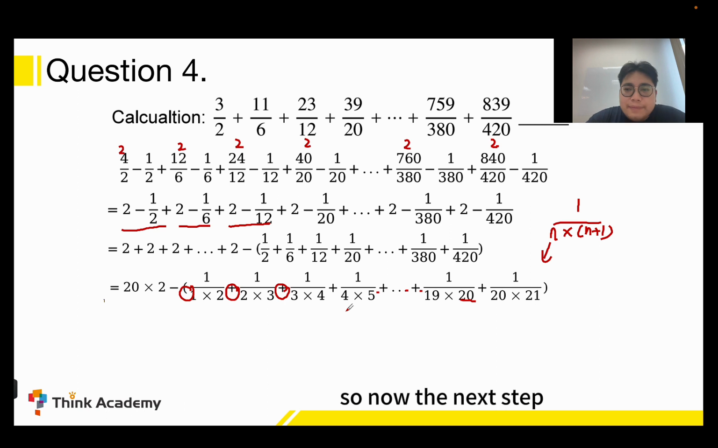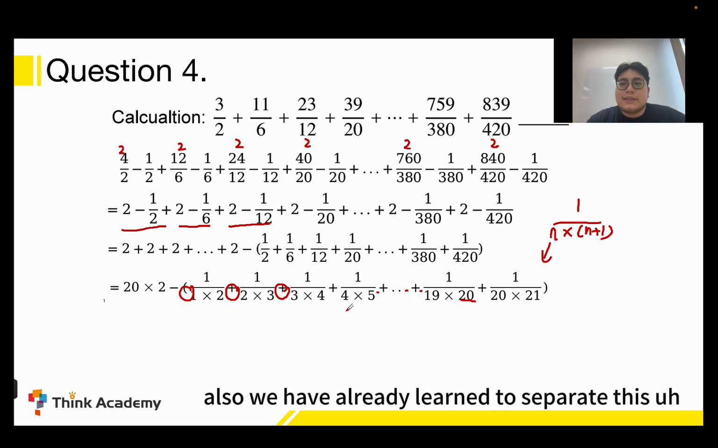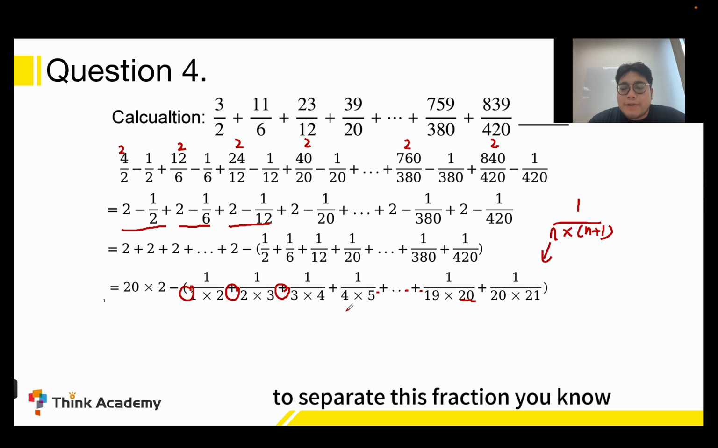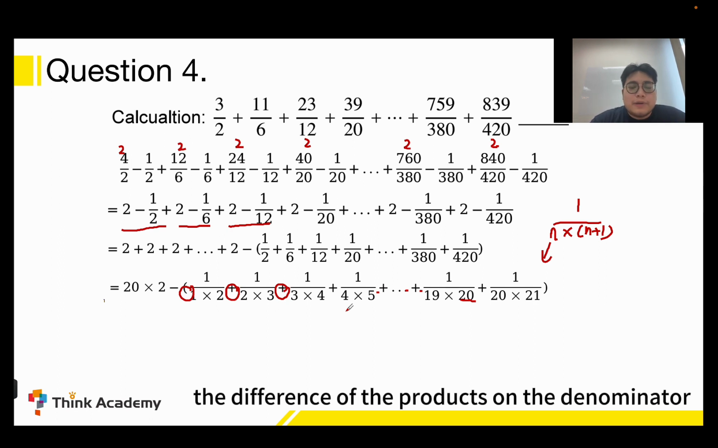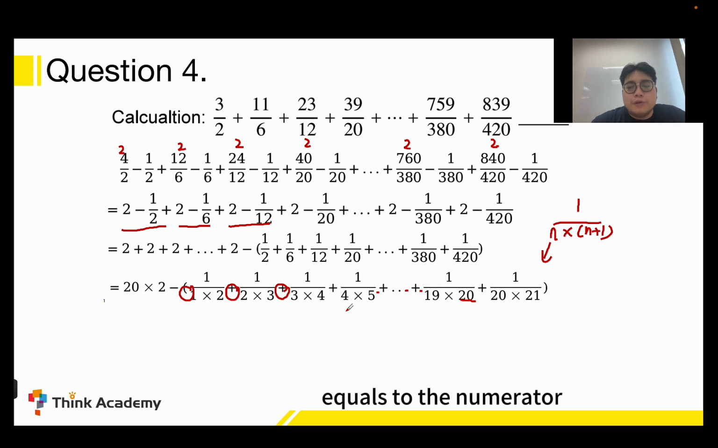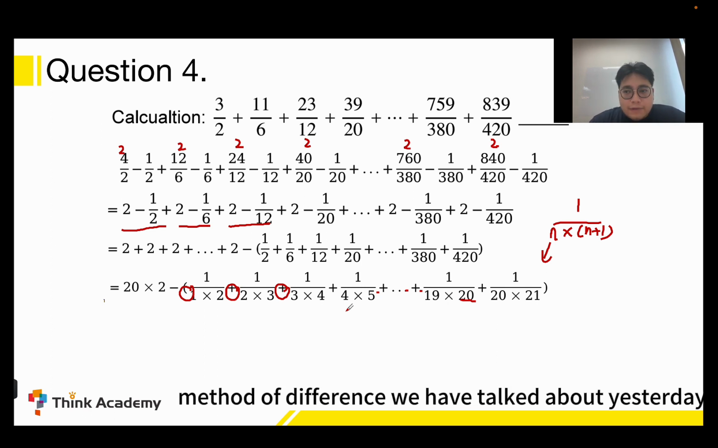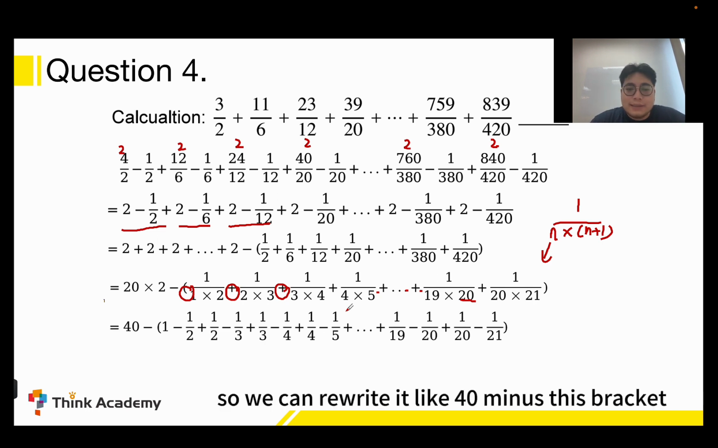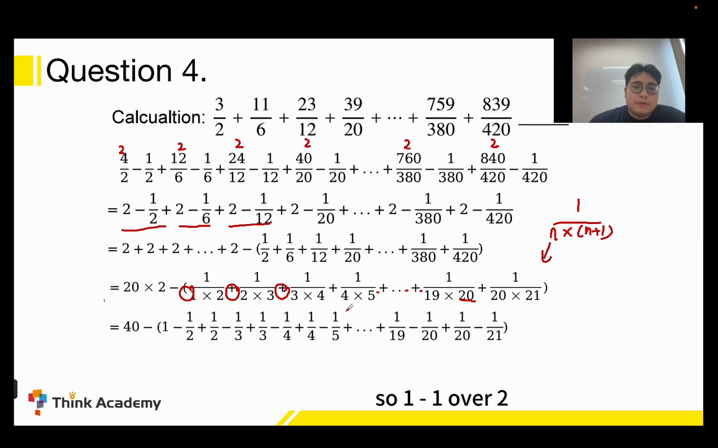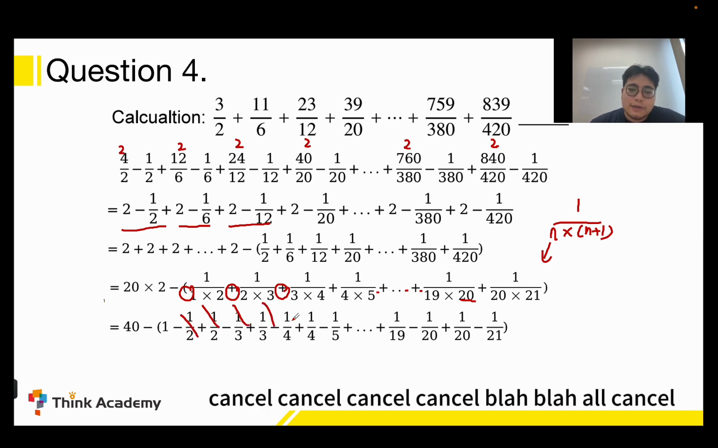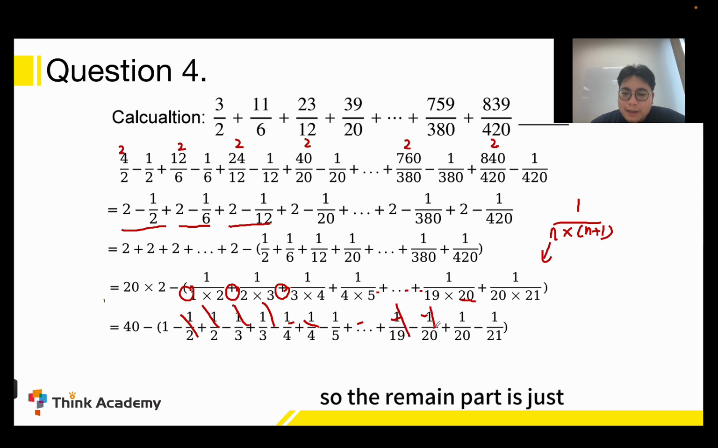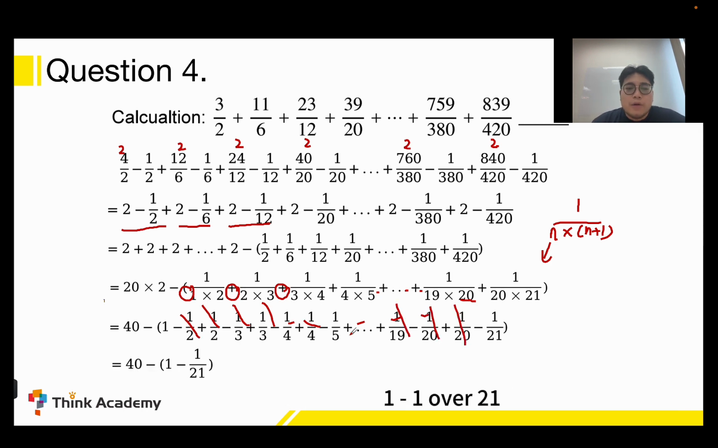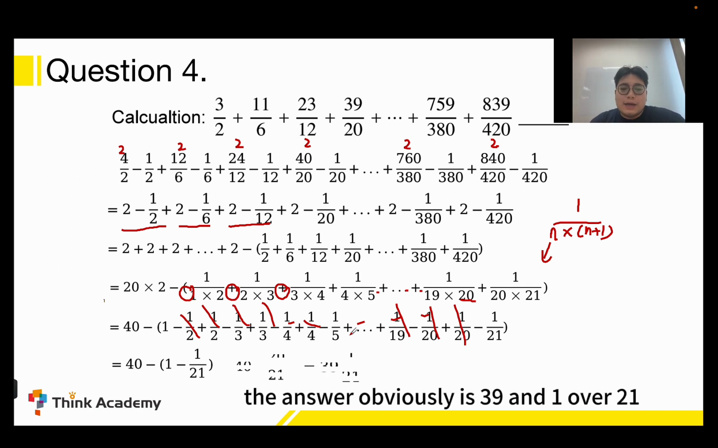So now the next step, we have already learned to separate this fraction. The difference of the factors in the denominator equals the numerator, so we can use the method of difference we talked about yesterday. So we can rewrite it like 40 minus this bracket. So 1 minus 1 over 2, this one cancels, cancels, cancels, all cancel. So the remaining part is just 1 minus 1 over 21. So 40 minus the bracket 1 minus 1 over 21. The answer obviously is 39 and 1 over 21.